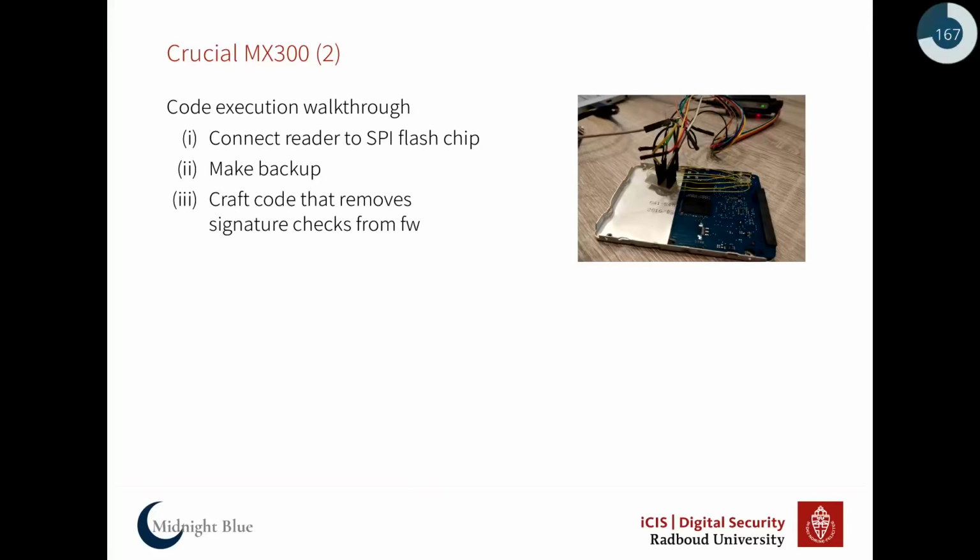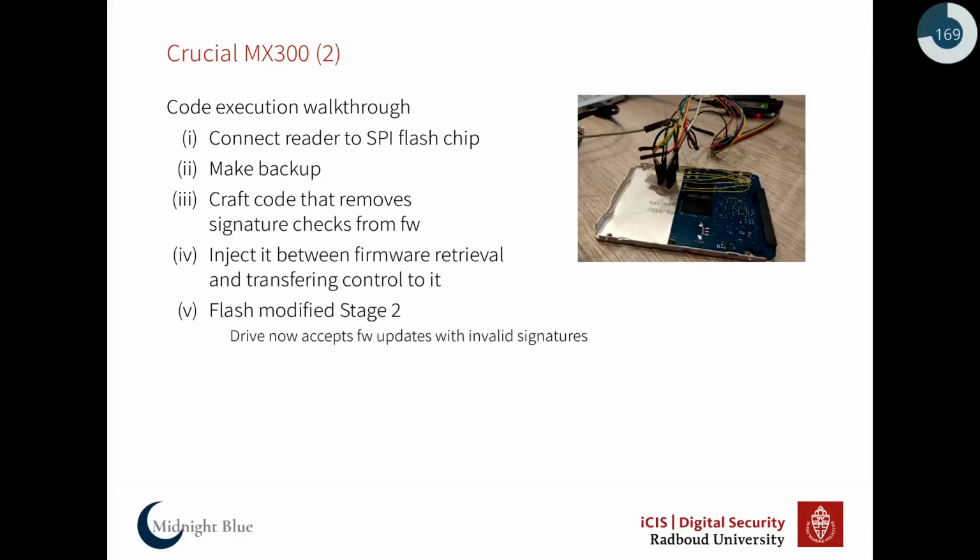Then craft some code that removes the signature checks from the firmware. So once the firmware is loaded, but not yet jumped to, then you patch it. That's some code that you inject into the SPI flash. And then flash this modified stage 2 of the boot process. And then the drive will accept arbitrary firmwares with invalid signatures.